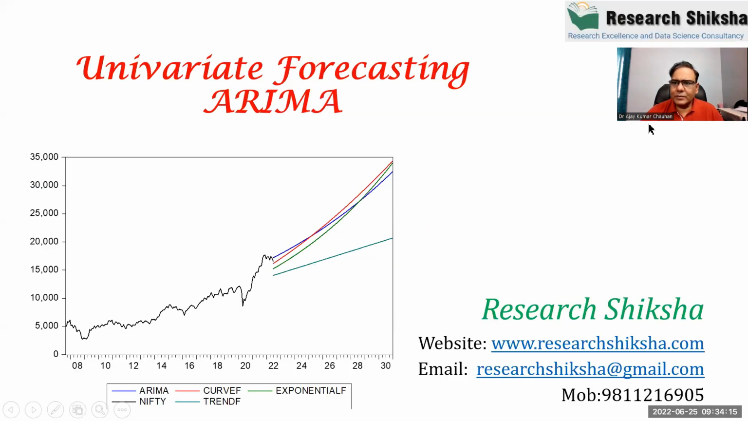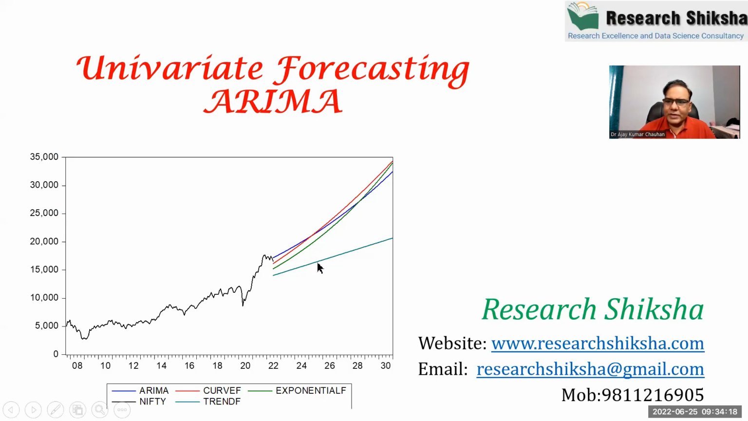Theory is less in today's session, practical is more. You can see in this graph, there are red line, green line, blue line, black line. All these are the forecasted values. This is the actual behavior of the series, and these are the forecasted values for the next 8 years. So how can we do the forecasting? Today we will learn. There are four types of forecasting: trend forecasting, and these three are curvilinear forecasting, exponential forecasting, and the ARIMA forecasting. So let's do one by one.